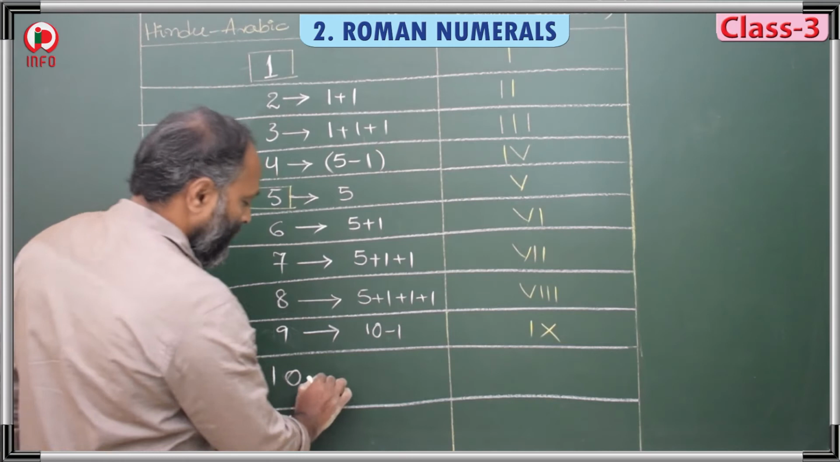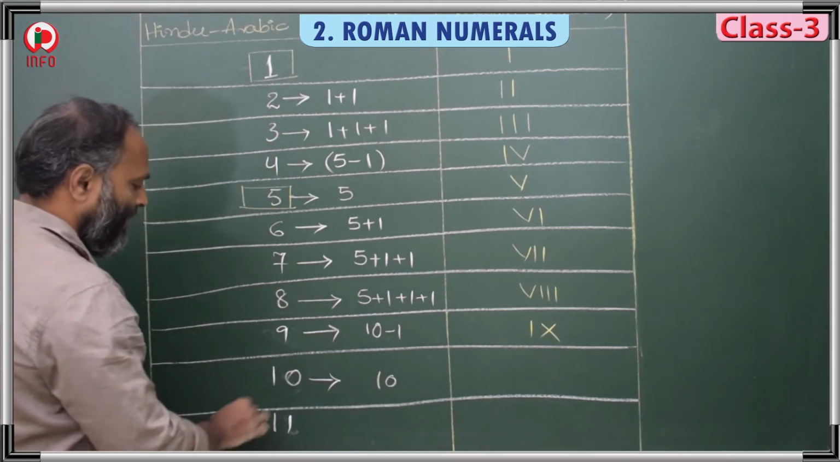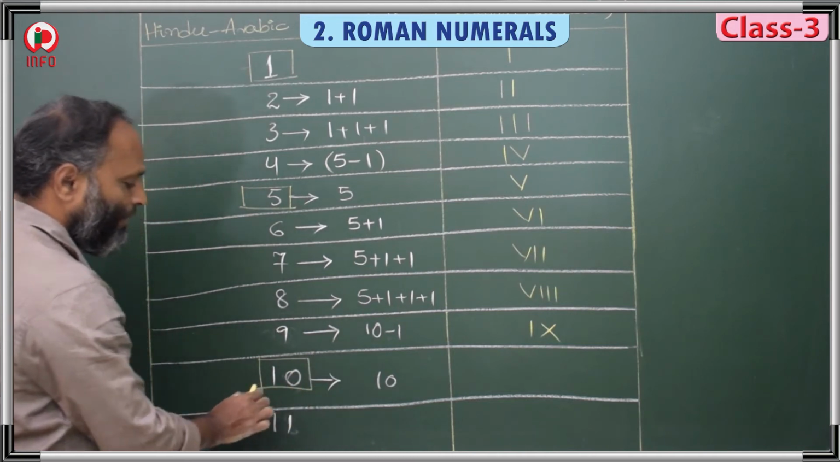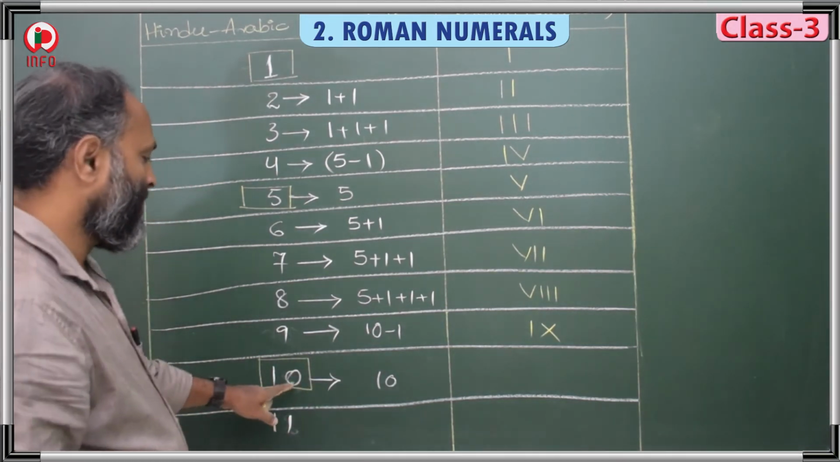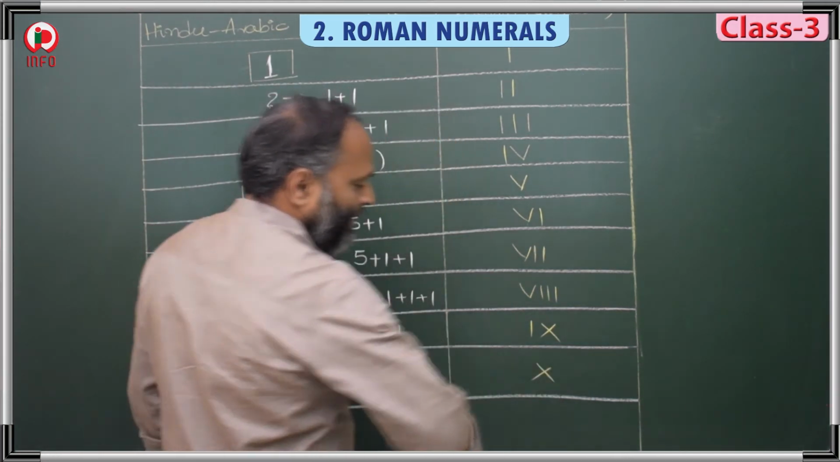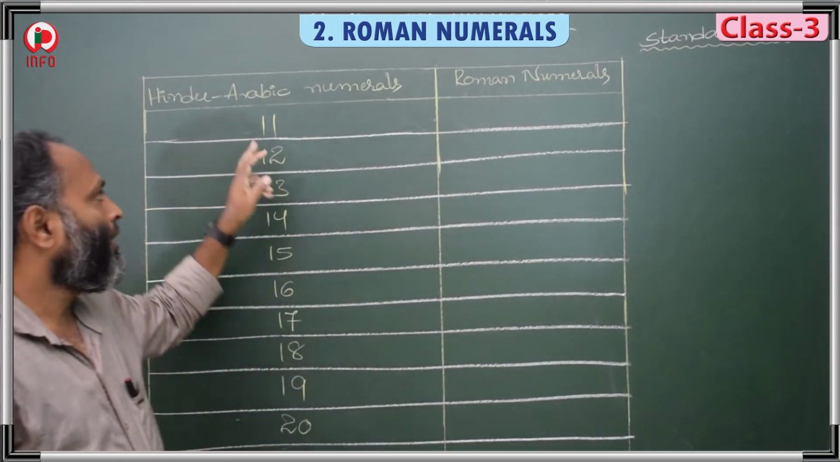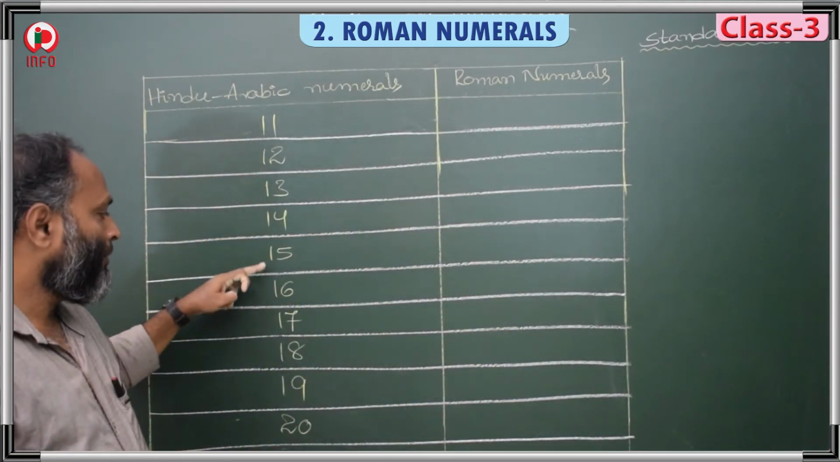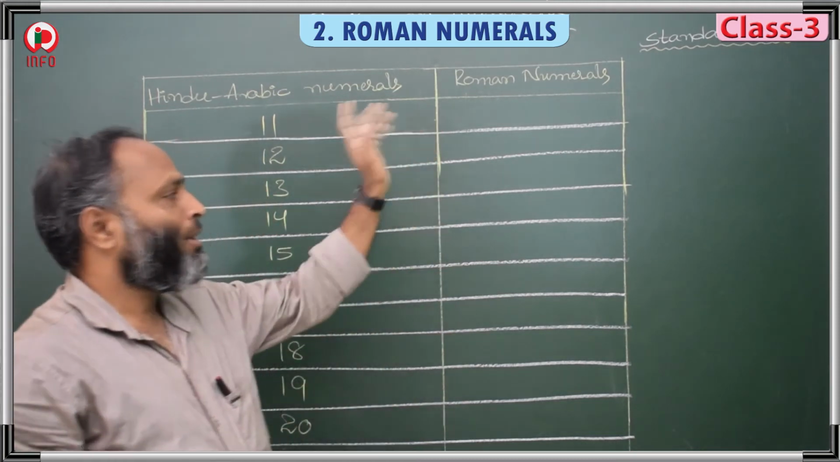Then 10, the direct representation is there in the Roman system. No need to divide, no need for addition or subtraction. Just take the direct representation, that is X. Now, how to represent 11, 12, 13, 14, 15, 16, 17, 18, 19, 20 in Roman numerals.